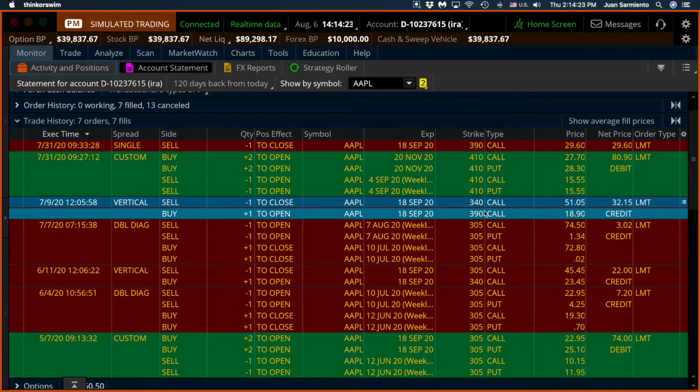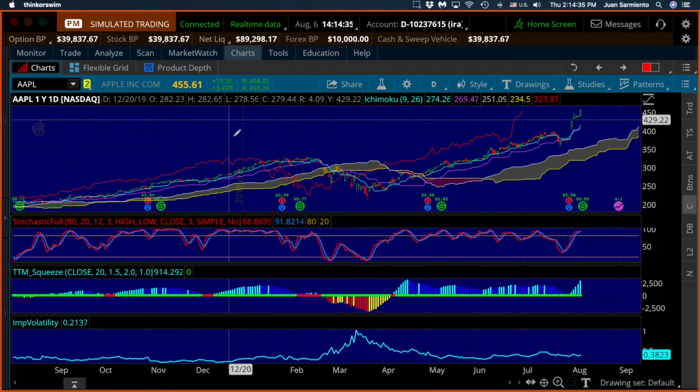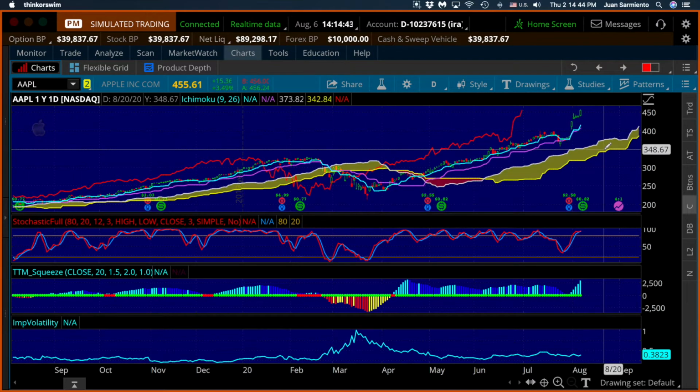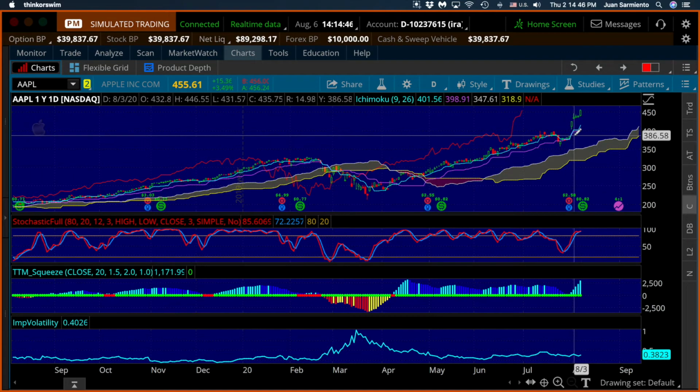I sold at 390, but this time I didn't buy anything higher. Instead, I opened a new Genie trade. Okay, so that was on the 31st. What happened on the 31st? Let's look at the chart. On the 31st, Apple reported earnings. The stock jumped above $400, and I said, wow, this is the time to take advantage of that.